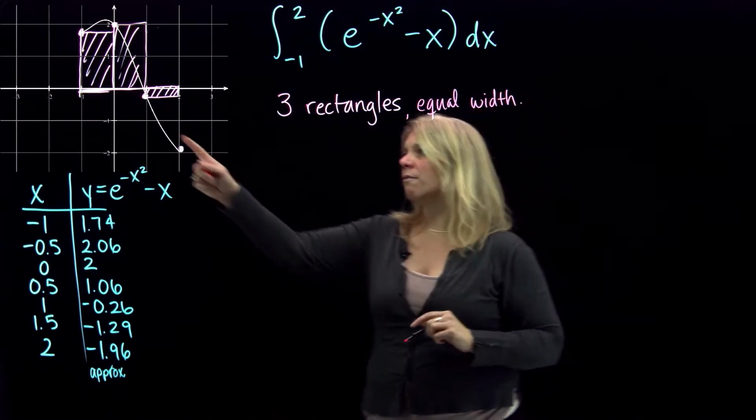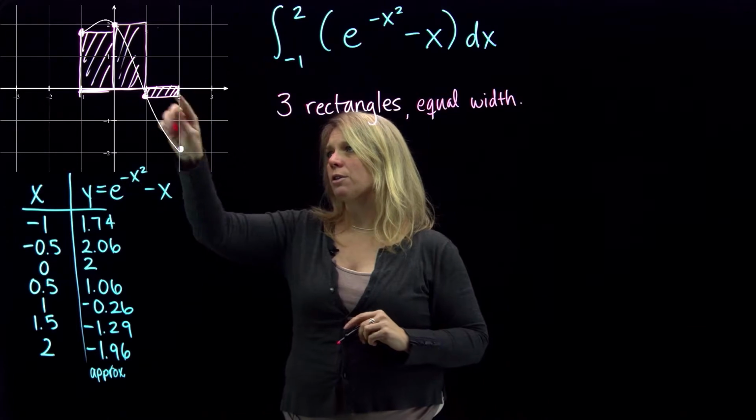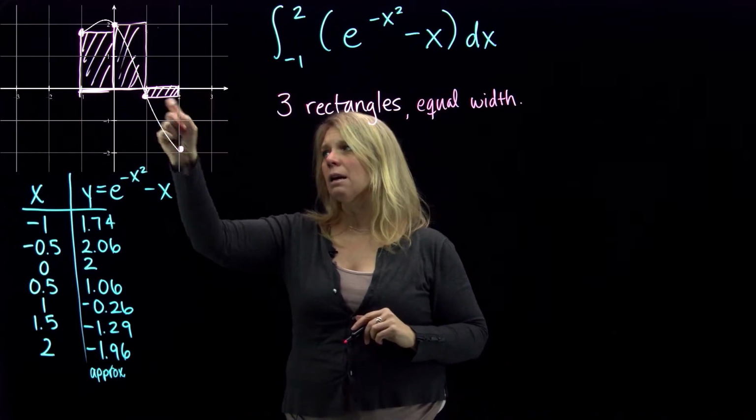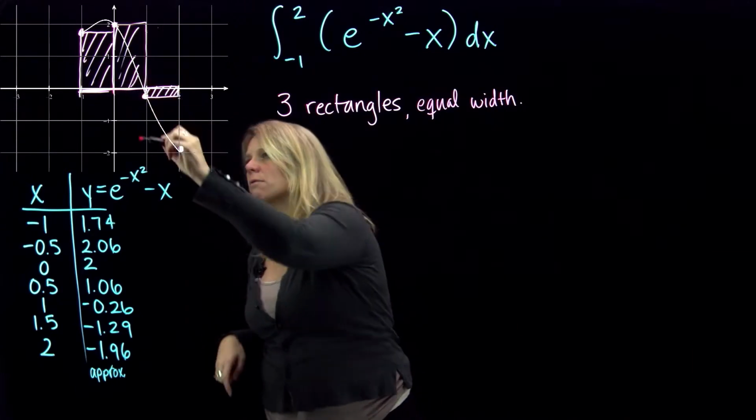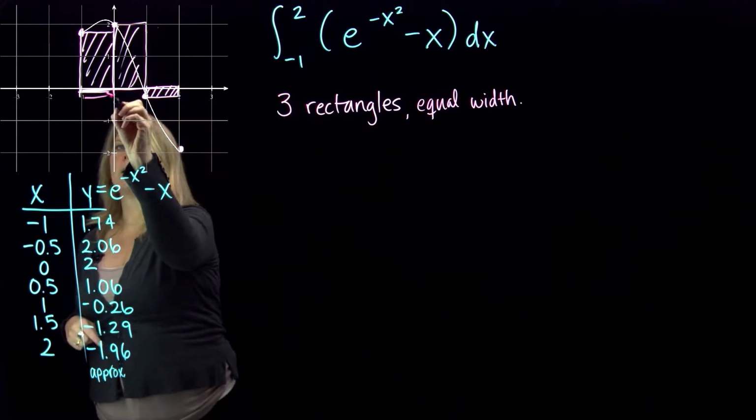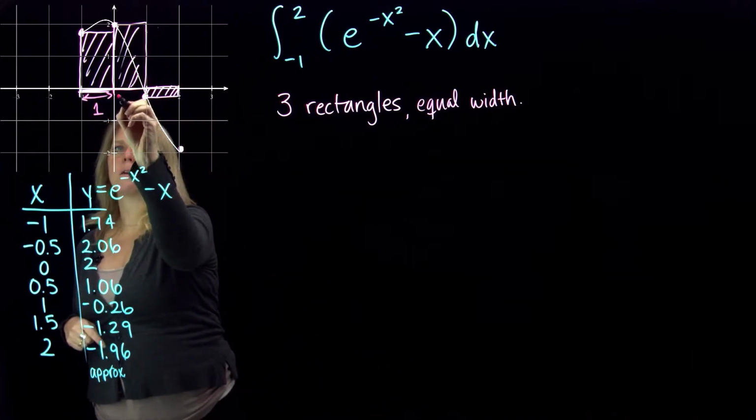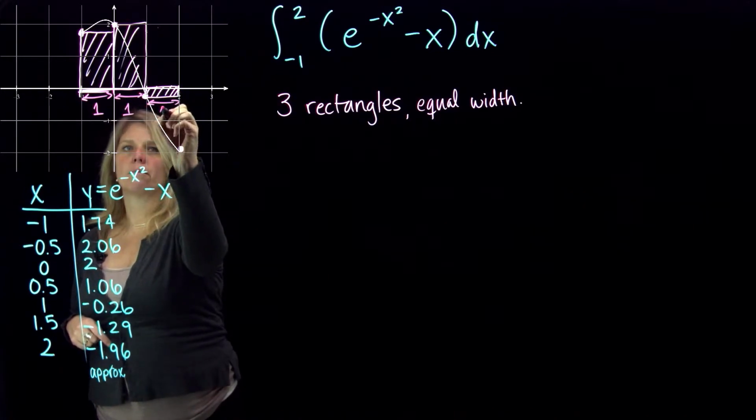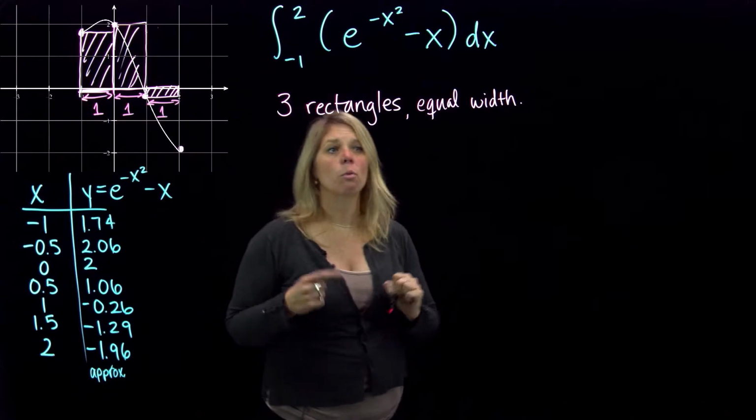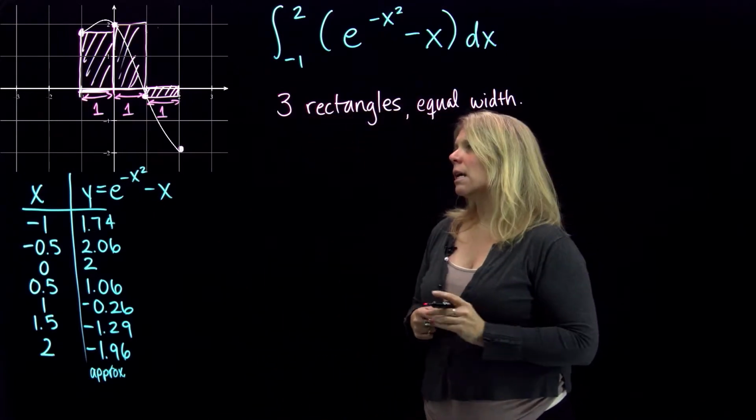And since my interval was from -1 to 2, so width 3, when I divide that into 3 pieces of equal width, each of these rectangles here has width 1. They all have width 1. All right, so we have width 1 on all of those.